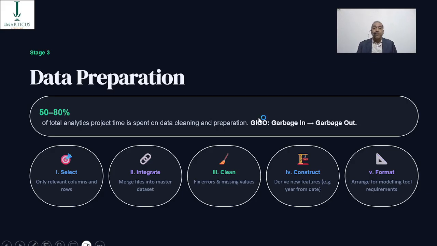Stage number 3 is data preparation. Across the projects, data analysts spend about 50 to 80% of the time on data cleaning and preparation. And therefore, data preparation becomes one of the most crucial steps in the CRISP-DM framework. If the data contains errors, the output to the problem that we get after building a model would also be erroneous, irrespective of how superb your model is.